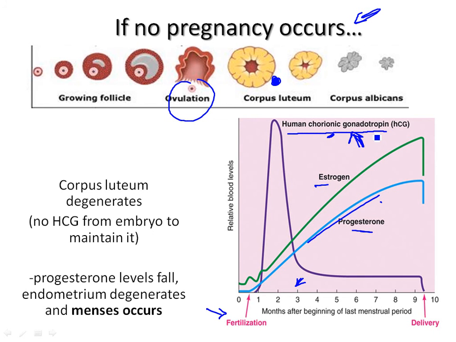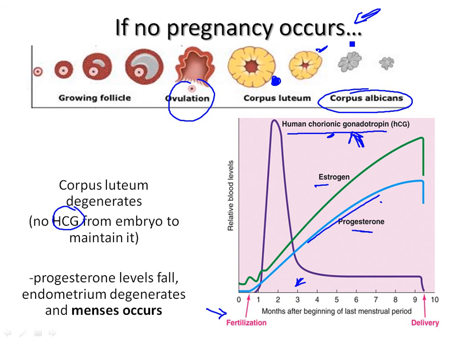Now, of course, most cycles there is no pregnancy. There is no implanted embryo. There is no HCG. So if there is no signal telling the corpus luteum to stay, the corpus luteum will degenerate. It lasts roughly 14 days, which is long enough for an implantation if there is one. But if there is no signal, it will turn into this corpus albicans, which is scar-like tissue in the ovary. And because there's no corpus luteum to produce progesterone, the myometrium is no longer going to stay as it is, and we're going to get the menstrual flow.